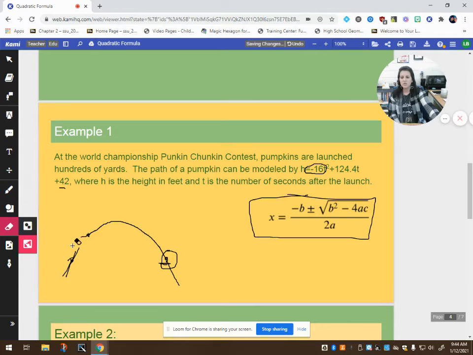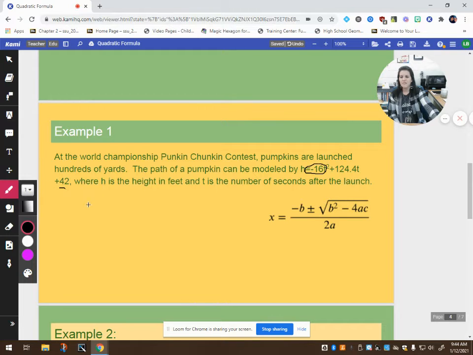So I'm going to first begin by writing down what is my A, B, and C. So my value for A is negative 16. So A equals negative 16, B equals 124.4, and C equals 42. All right, so we're going to plug it in.